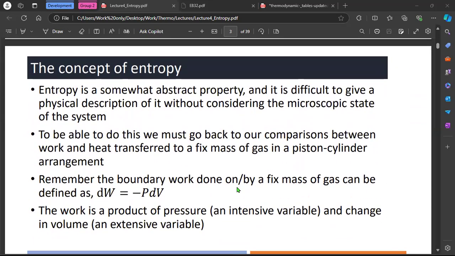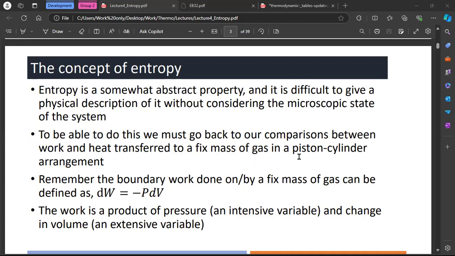Okay, so when we talk about entropy, it's a property of a system as well, like enthalpy, internal energy, but it's a little bit abstract. So it's not really easy to give a physical description of how it's going to be without looking at things from the microscopic level, right?